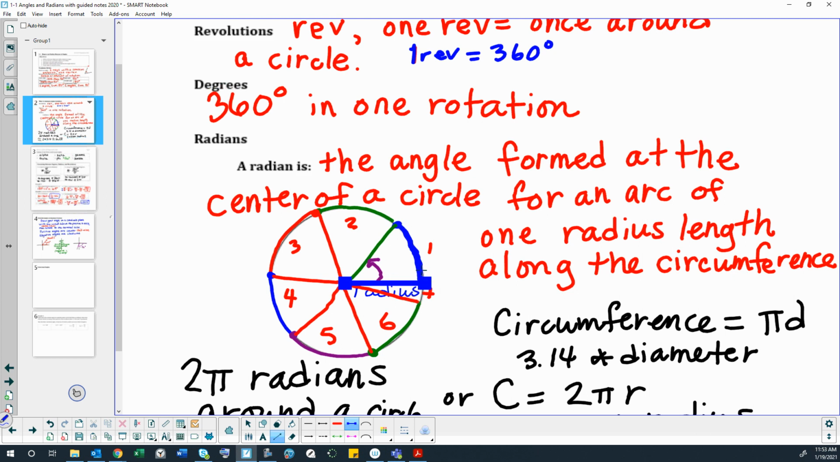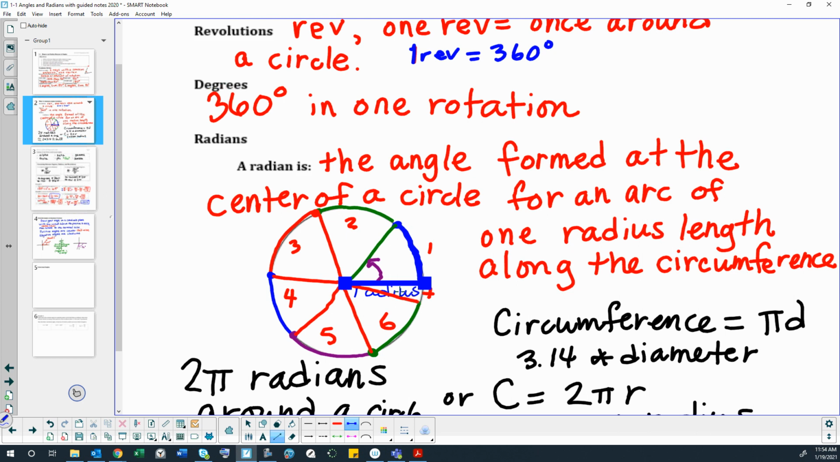I'm going to take that same radius length. There's 2, there's 3, there's 4, there's 5, there's 6. But 6 doesn't fit perfectly. There's a little left over. Why is there a little bit left over? Why isn't it just 6? Wouldn't it be nice if it was just 6? It has to do with pi. Yep. That's why it's not exactly 6, because pi is not exactly 3.